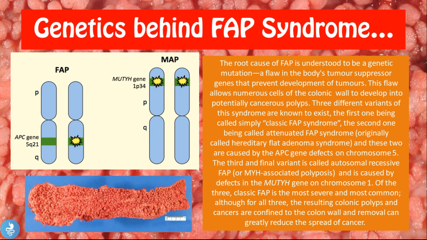3 different variants of this syndrome are known to exist. The first one is called simply classic FAP syndrome, the second is called attenuated FAP syndrome, which was originally called hereditary flat adenoma syndrome, and these two are caused by APC gene defects on chromosome 5. The third and final variant is called autosomal recessive FAP, or MYH-associated polyposis, and is caused by defects in the MUTYH gene on chromosome 1.